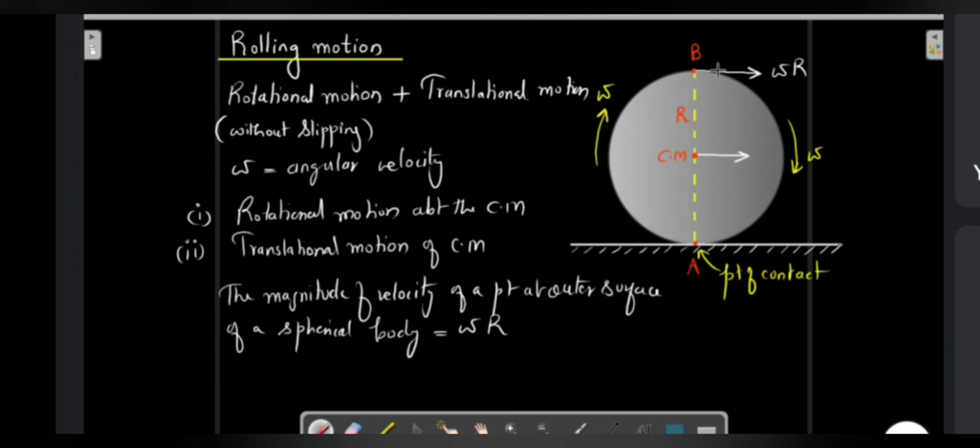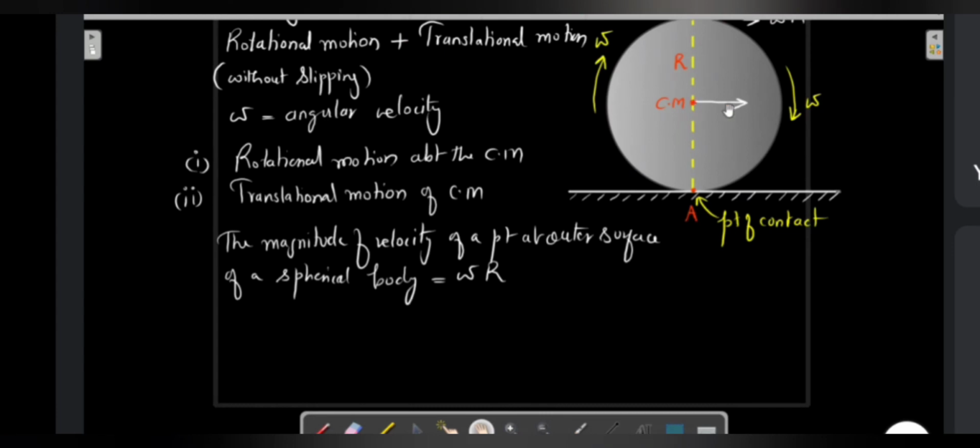So it is going to have certain velocity equal to v = omega multiplied by r. Okay, what about the velocity of the center of mass? Now this center of mass is having a translational motion, it is moving forward, right? So velocity of center of mass over here is also going to be omega into r, that is the velocity with which this body is moving forward.